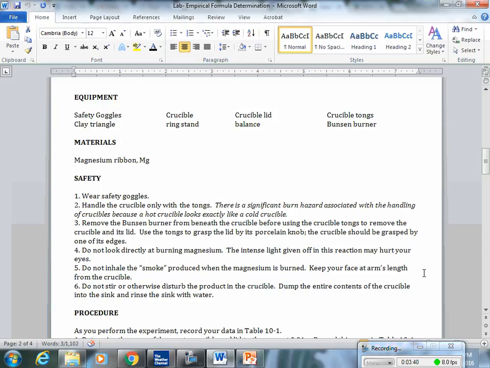When this metal ignites, an intense light is given off. It's almost like looking into the sun. So make sure you do not look at the magnesium when it is igniting. Do not inhale the smoke produced by the magnesium. Keep your face at an arm's length away from the crucible. Do not stir or otherwise disturb the product in the crucible. Once we are completed with the experiment, the contents of the crucible can be dumped down the sink, just so we have an adequate amount of water to rinse it down.